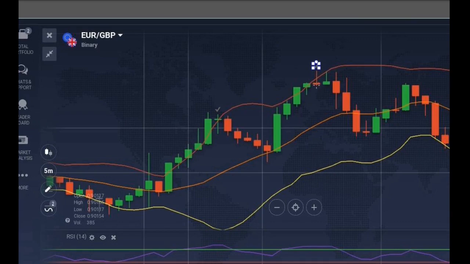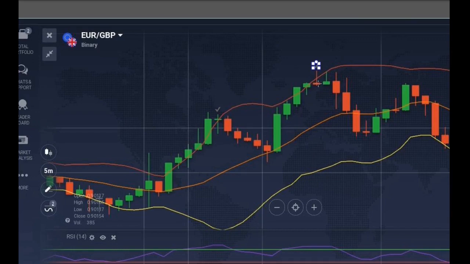Okay, so when you see a formation like this, it tells you that the bears are in full control. No, the bears are not yet in full control. The bears are gaining momentum, right? So when you see this, the next thing you need to do is wait for a cut back. After confirming the divergence on the RSI, you wait for a cut back.